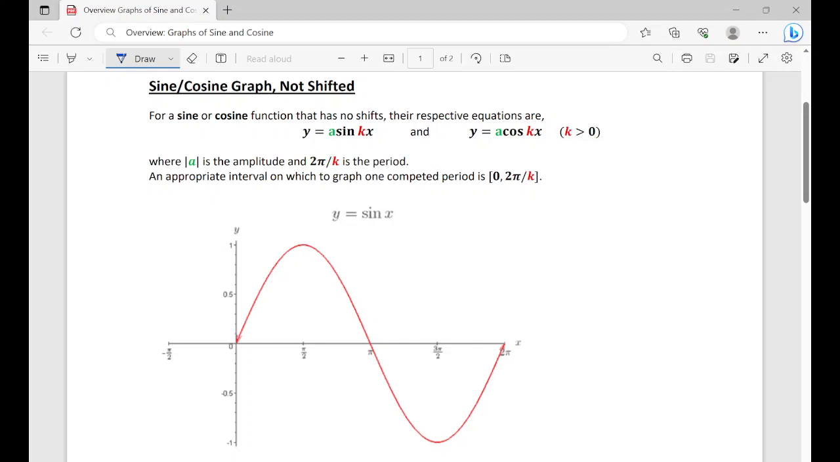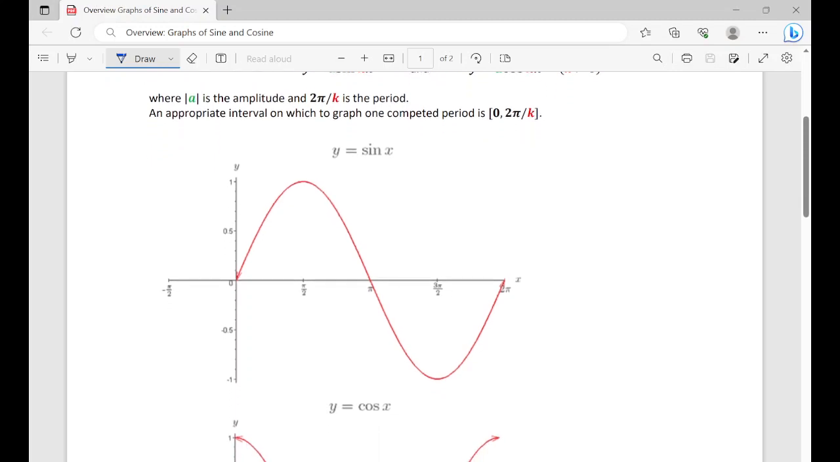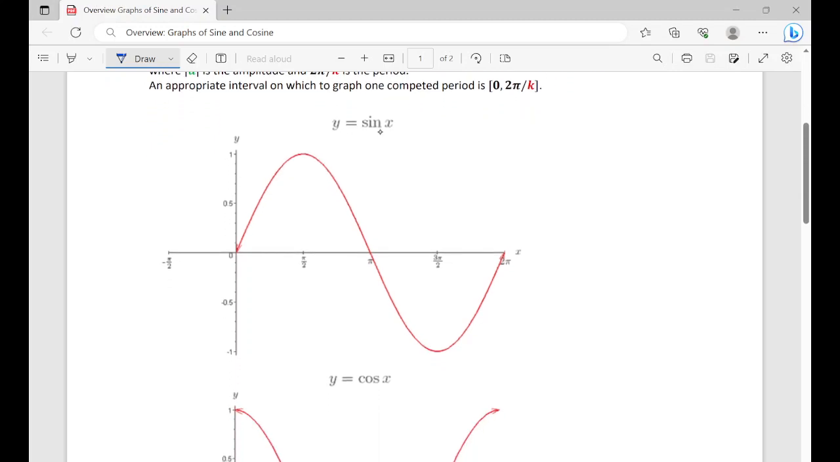If you're to graph sine or cosine, an appropriate interval to which to graph one completed period is between 0 and 2 pi over k. Doesn't mean it's the only one, but it's appropriate because after all, it repeats over and over again. Simplest is easiest. So let's start off with the function sine.